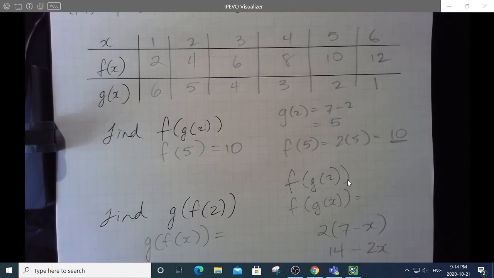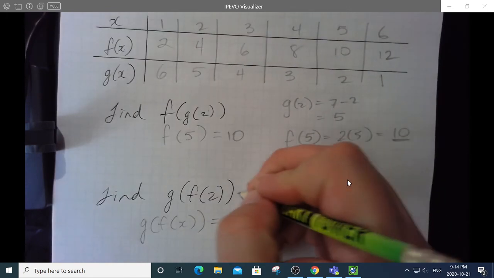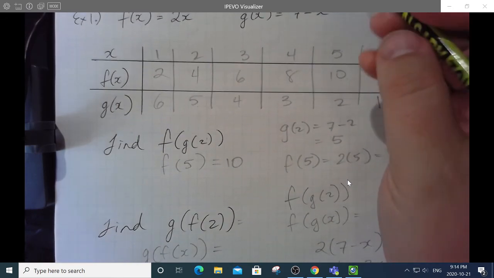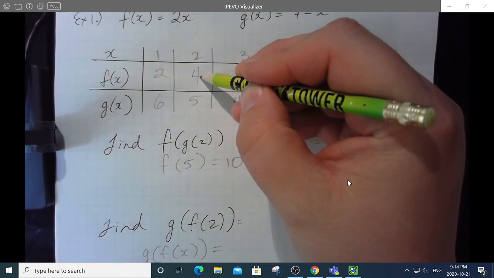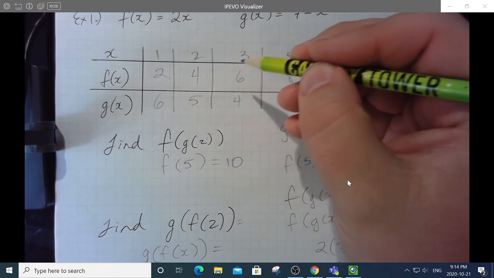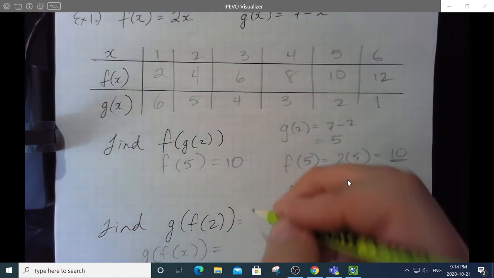All right, did you try it? Let's use the chart, see what the number is. From the chart, g of f of 2 is, well, f of 2 is 4, and g of 4 is 3. So I'm getting 3.